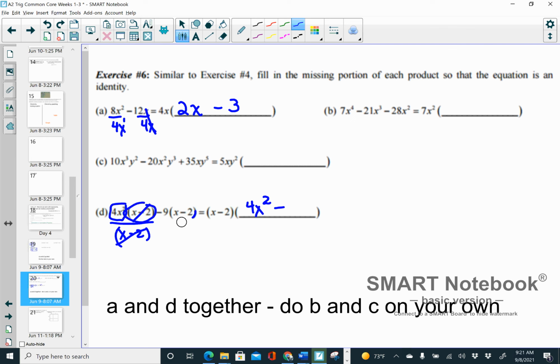They're separated by a minus sign, so I'm going to put that. Let me just go ahead and clear this little jumble here. If I divide this whole thing by x minus 2, these cancel out, and I'm left with a minus 9, so I put that down. That's it. All right.